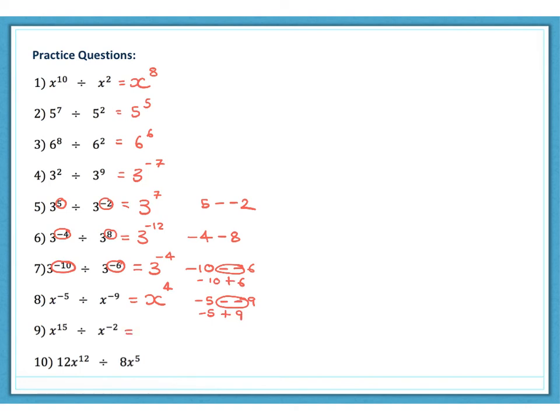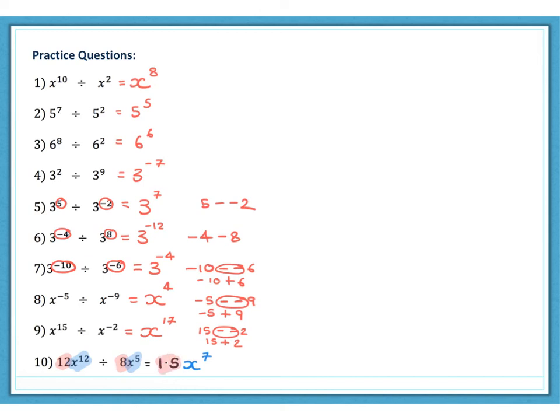Question 9, x to the 15 divided by x to the negative 2, x to the power of 17. When you work out 15 subtract negative 2, that's 15 add 2, which is 17. Now the last question, let's start with 12 divided by 8. Now you might want to write the answer as 1.5 or 3 over 2. Doesn't really matter hugely. I'll write it as 1.5 for the moment. Then we have x to the power of 12 divided by x to the power of 5, which gives us x to the power of 7.